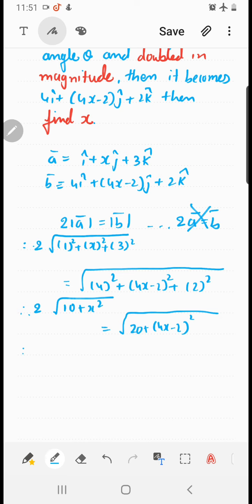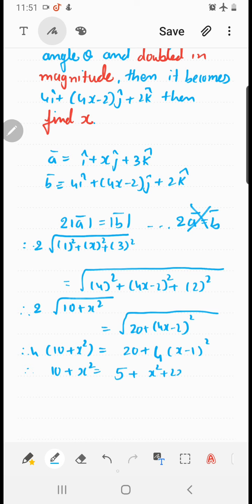So squaring both the sides, what I get is 4 bracket 10 plus x square. On this side, it's not 20 plus, can I say 2 common, so I get 4 bracket x minus 1 the whole square. Okay, I can cancel 4, I get 10 plus x square is equal to 5 plus x square minus 2x plus 1. I have opened the bracket.